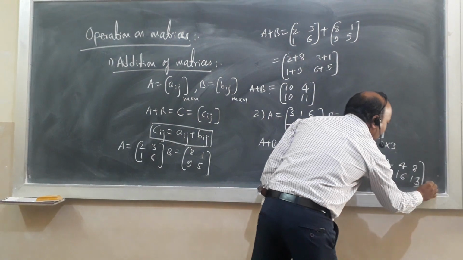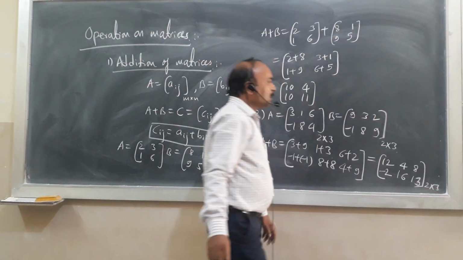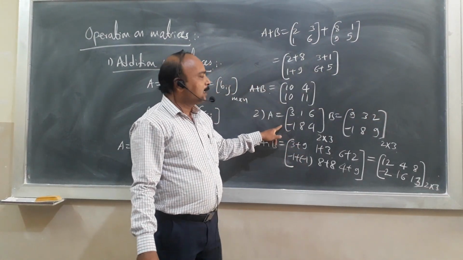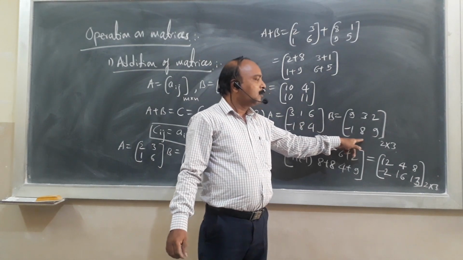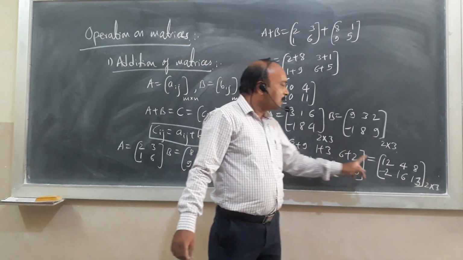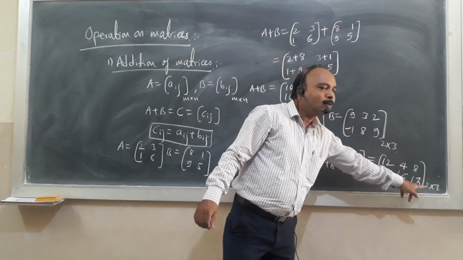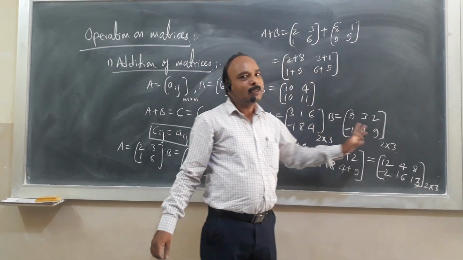Now it is also of order 2 by 3. If A is a matrix of order 2 by 3 and B is a matrix of order 2 by 3, then A plus B is also a new matrix which is of the same order as A and B.